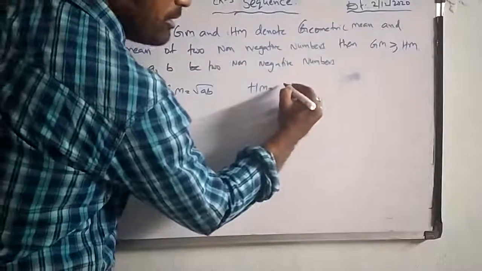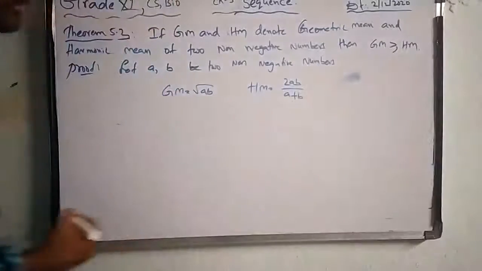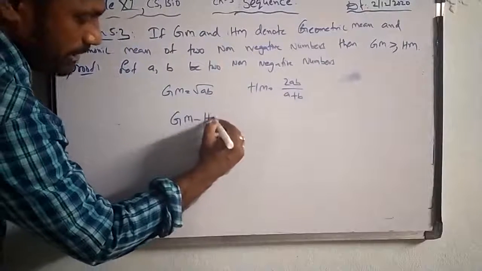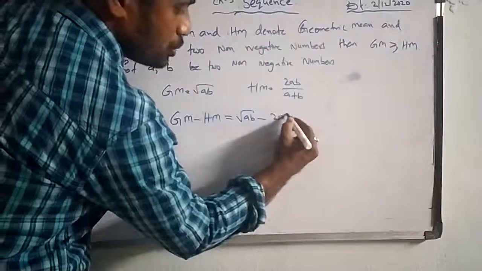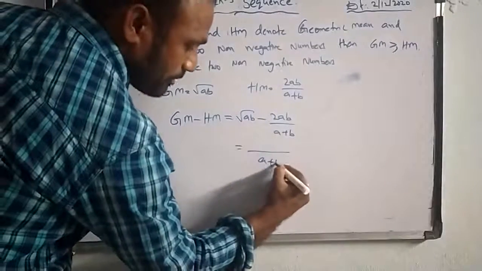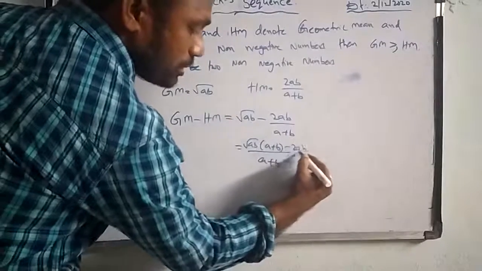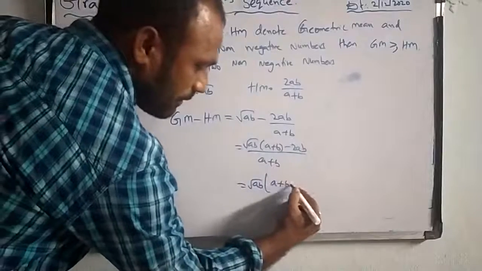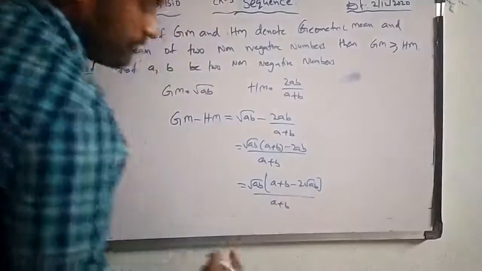and harmonic mean is given by 2AB by A plus B. So now let me subtract these two. Geometric mean minus harmonic mean can be given as root AB minus 2AB by A plus B. Here the LCM is A plus B, so it can be given as root AB into A plus B minus 2AB. In this I can take root AB common, so the left terms are A plus B minus 2 root AB by A plus B.